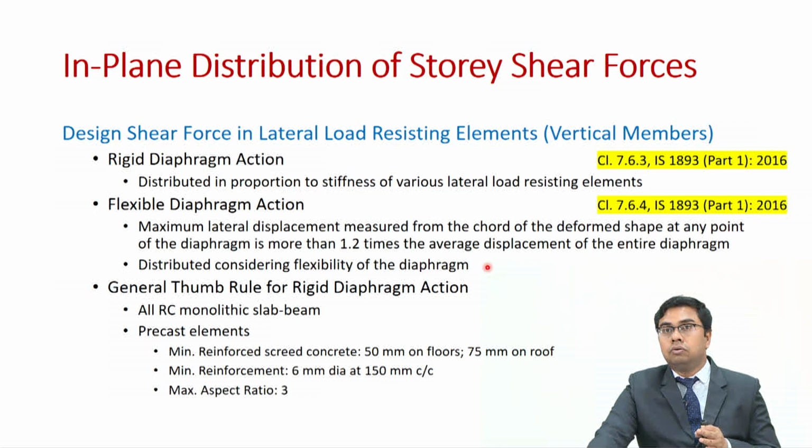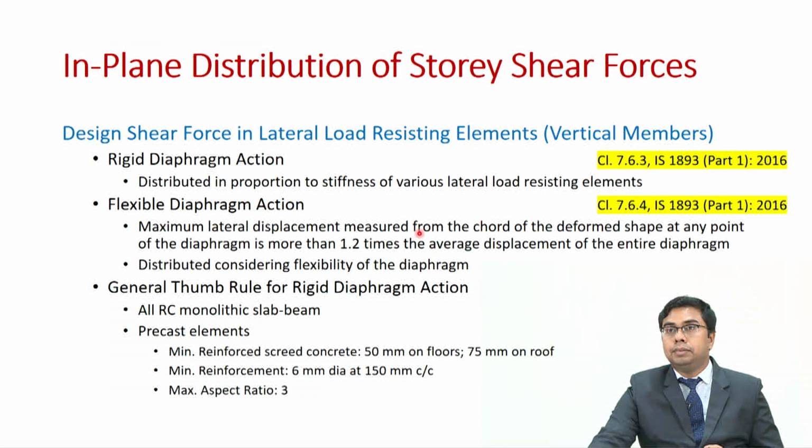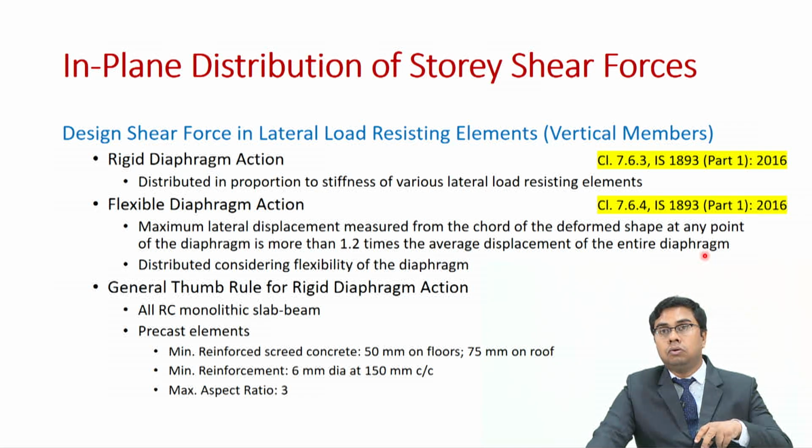Some codes around the world suggest it to be distributed in proportion to the tributary area if your diaphragm is flexible. Now, how will you know whether your diaphragm is rigid or flexible? If the maximum lateral displacement measured from the chord of the deformed shape at any point of the diaphragm is more than 1.2 times the average displacement of the entire diaphragm, then we can tell that the diaphragm is not able to stiffly hold all the lateral load resisting systems, and therefore the diaphragm is actually flexible in nature.